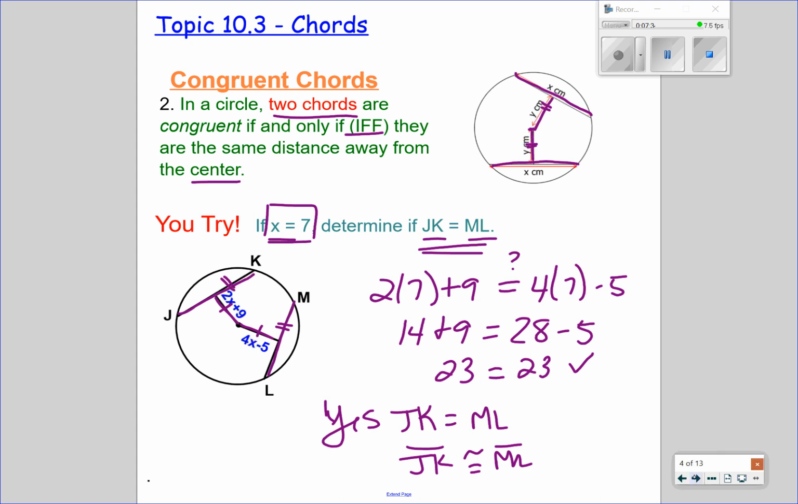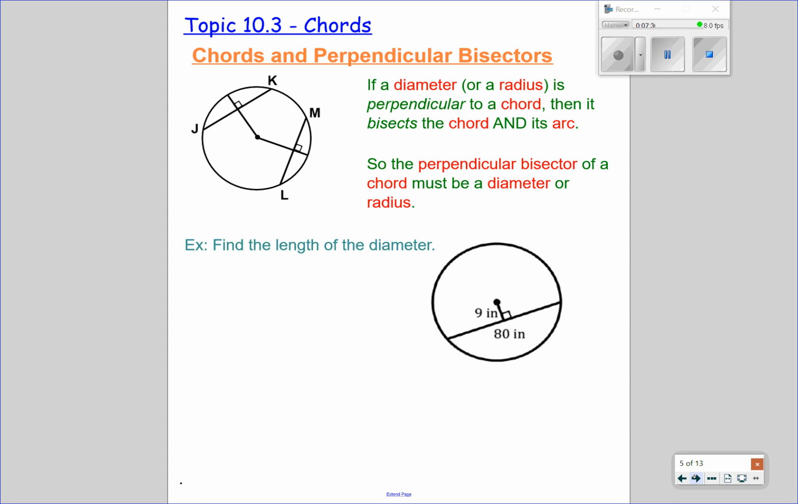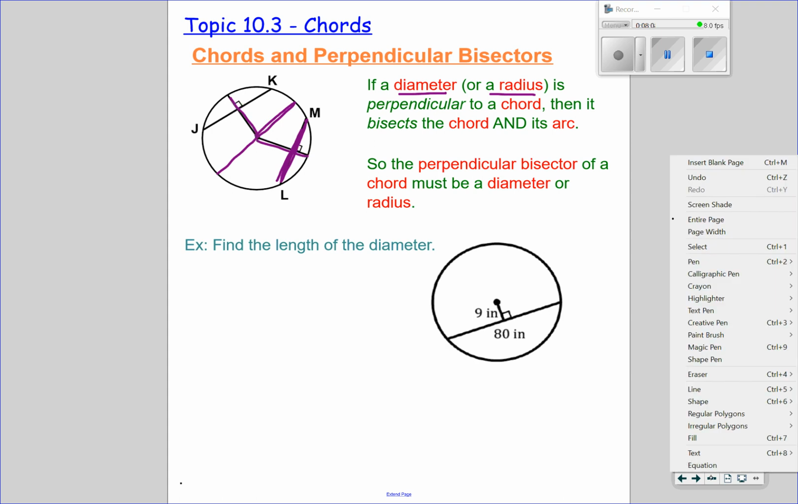Let's keep it moving. Another way to use chords to determine different lengths within different parts of your circle is to look at perpendicular chords. So if we look here, a diameter or a radius, remember, has to start from the center or go through the center. So this is not a diameter or a radius because it does not go through the center. But here's your center point. This would be a radius. This would be a radius. This line, if we drew this, would be a diameter. Know the difference there and train your eye to look for that.